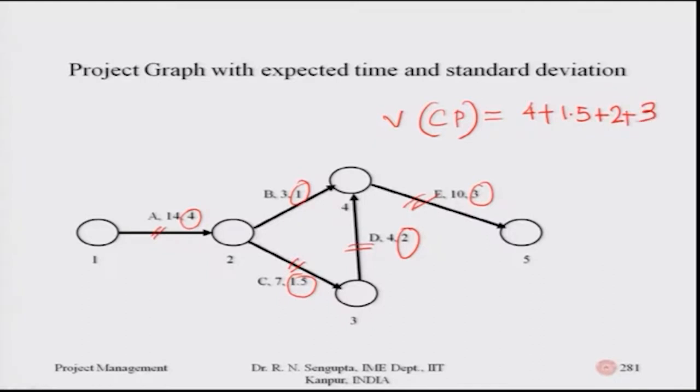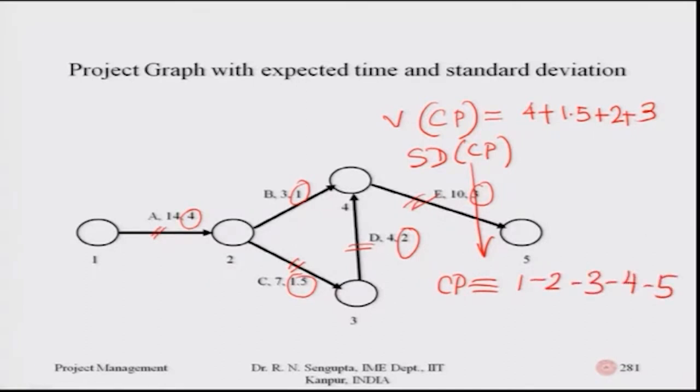And if I want to find the standard deviation, where SD is the standard deviation and Cp is again the critical path, which is equivalently 1, 2, 3, 4, 5, the standard deviation will be the square root of 4 plus 1.5 plus 2 plus 3, and you can compute it accordingly. In case 4, 1.5, 2 and 3 are standard deviations, then you have to square them to find the overall variance, and then take the square root to find the standard deviation of the critical path.